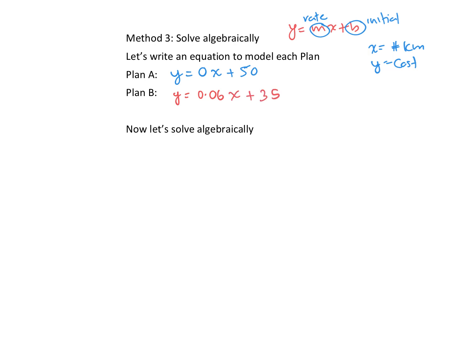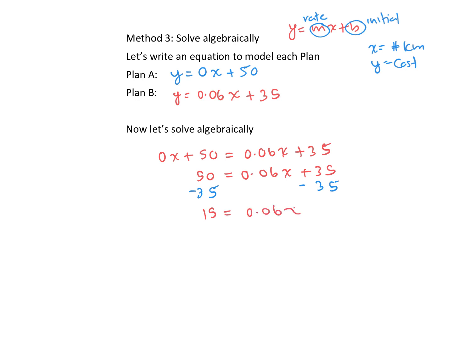So you could solve them algebraically by making the two equal. I want to know when are they equal. Don't really need this 0x. So I'm going to get rid of this 35 by subtracting. We do the opposite. We do the same on the other side. That leaves me with 15. And then if we want to find x, we're going to divide by 0.06. And x equals 250. So you could solve it algebraically instead of using a table or graphing it.